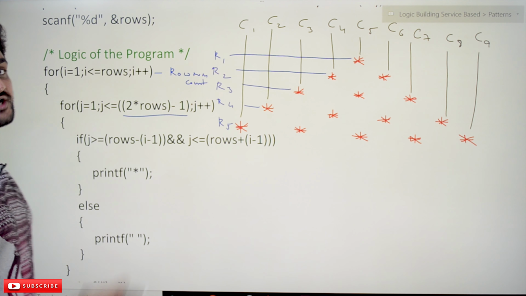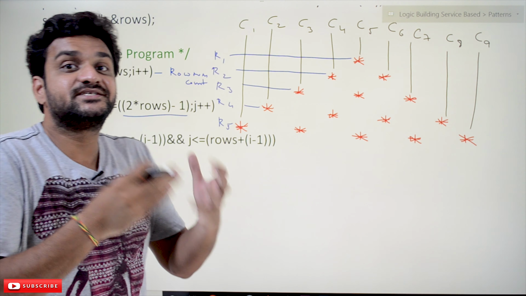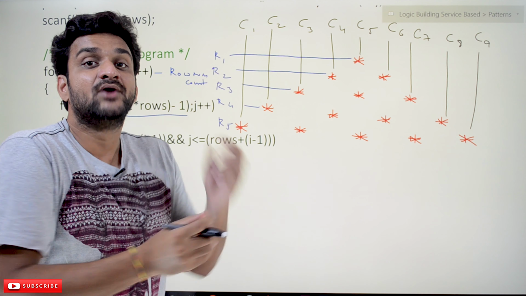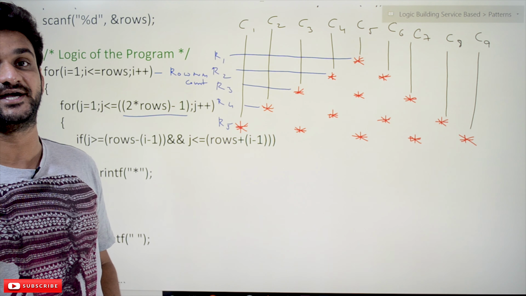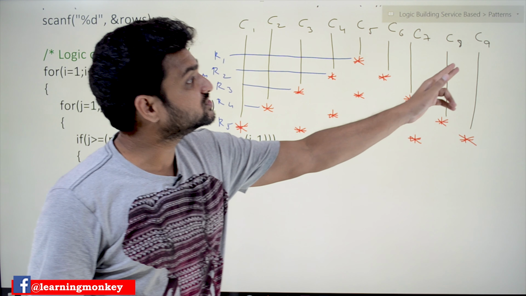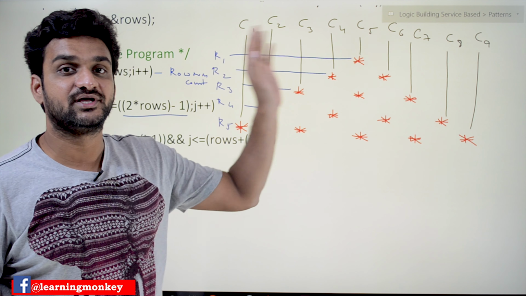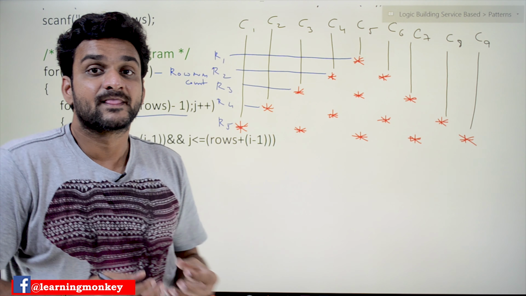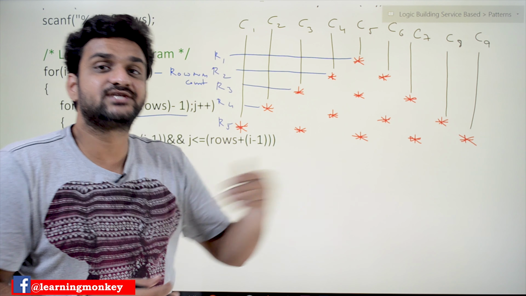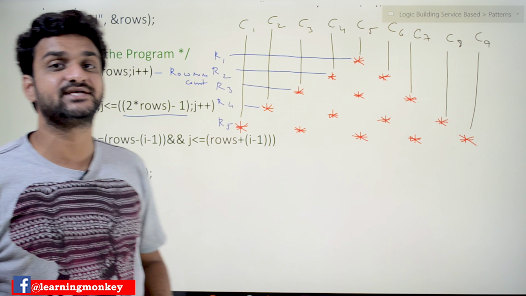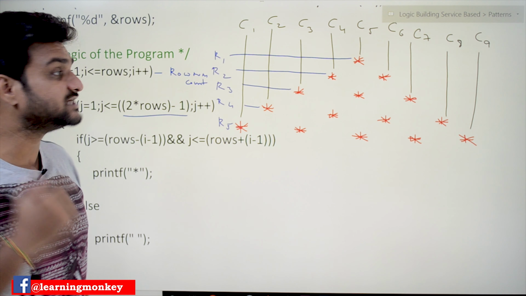Why we have to iterate 9 times is that the decision has to be made where the star has to be printed and where the empty space has to be printed. So within these 9 rows and these 9 columns, if we are in the first row, that decision has to be made.